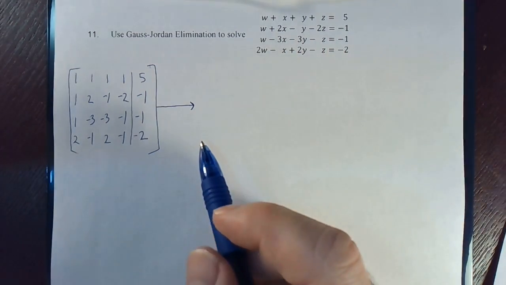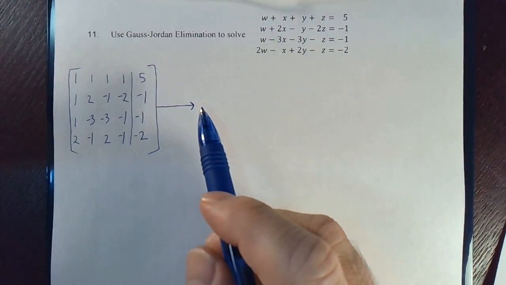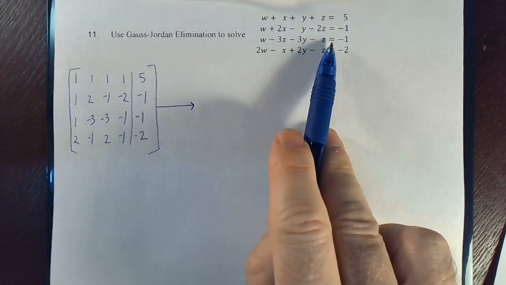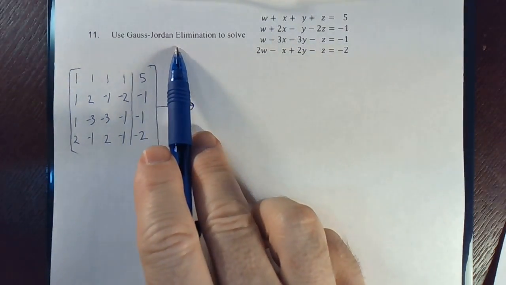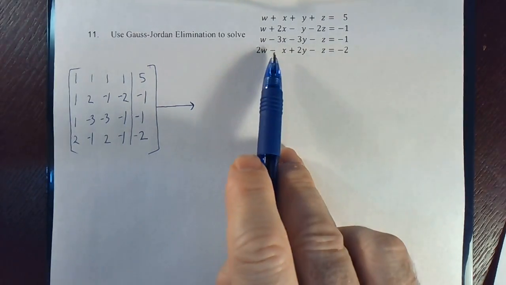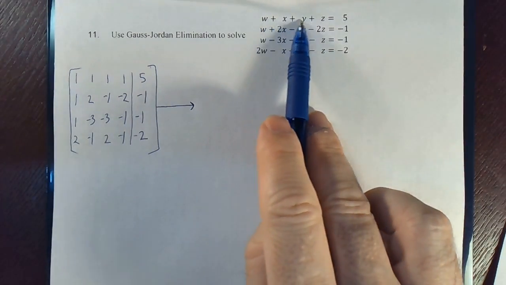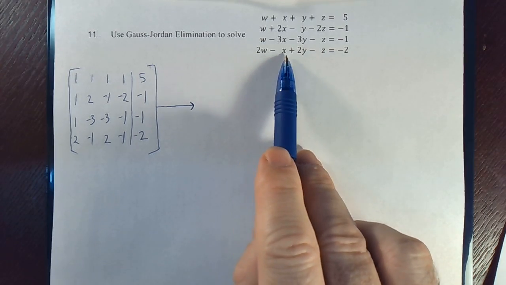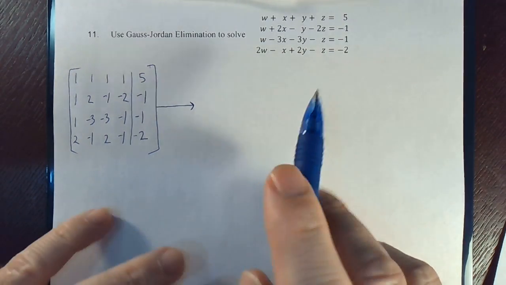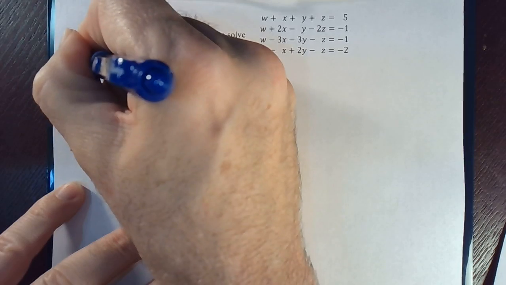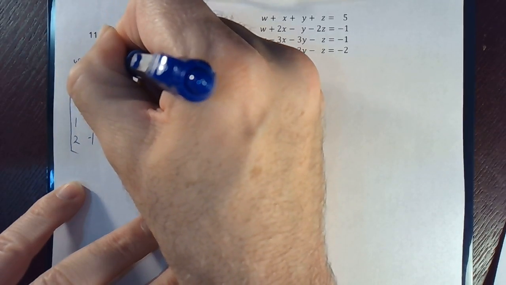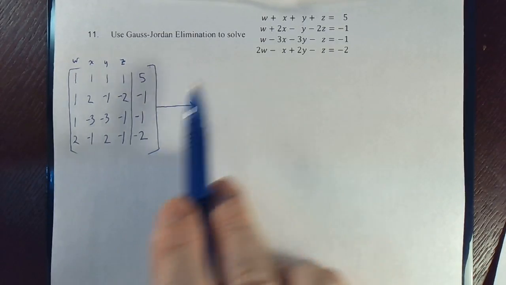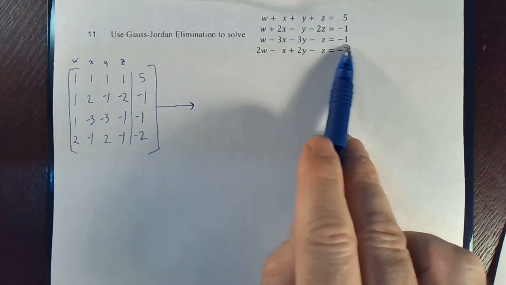Well, in our last video of this section, we're going to do one more example where we solve a system of equations using matrices, and we're going to use the Gauss-Jordan Elimination method. So this time, though, notice we have four equations with four unknowns. We're going to have variables w, x, y, and z. So our column labels are w, x, y, z. Those are the columns.